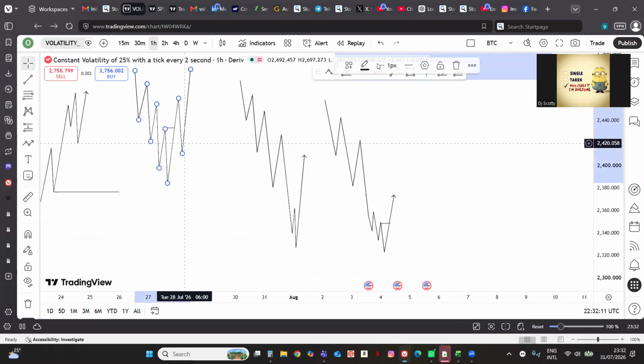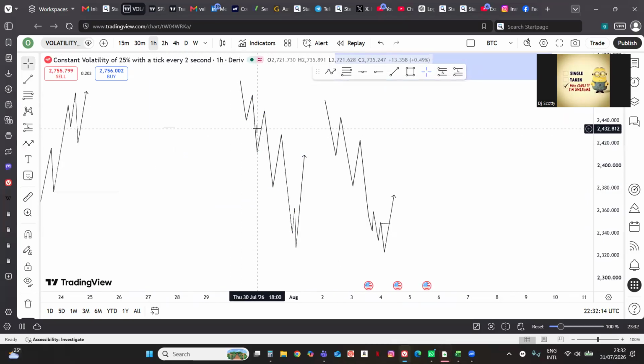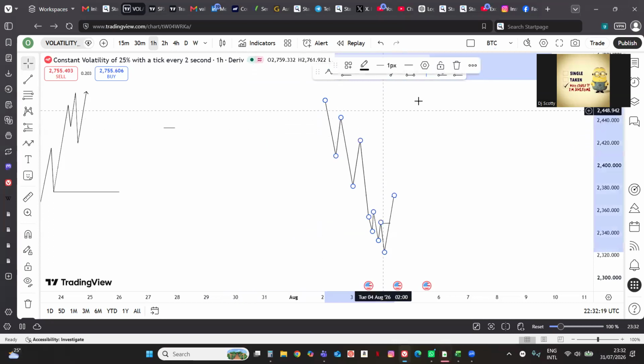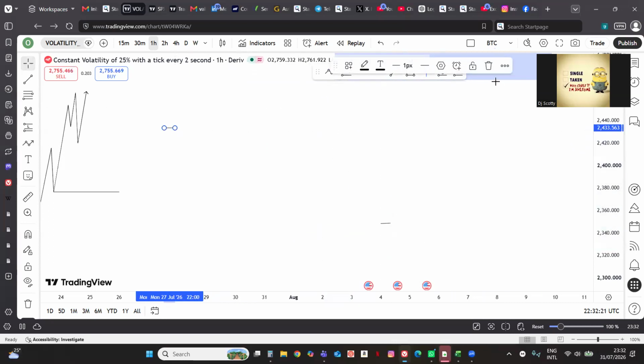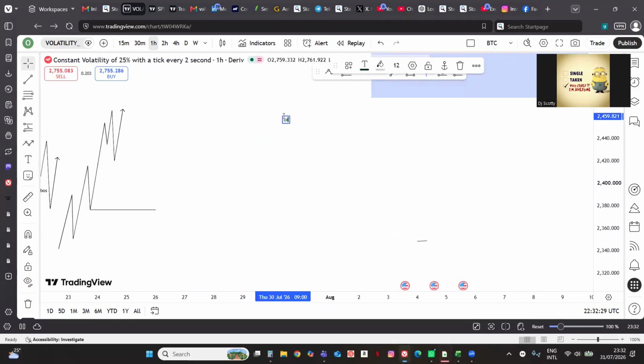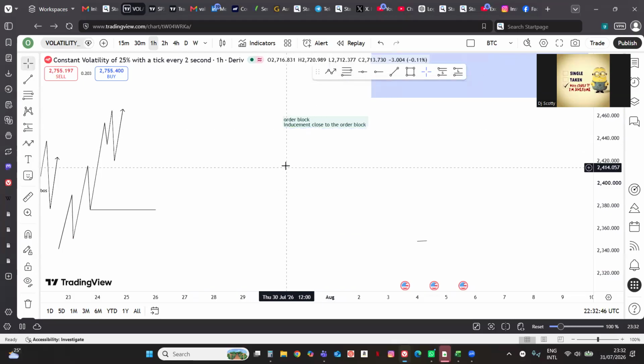Now let's talk about what the sell structure should look like. For you to say a market is a structure, you must first of all identify the order block, right? And then secondly, you must identify the inducement close to the order block, right? These are the first two things you need to take note of.